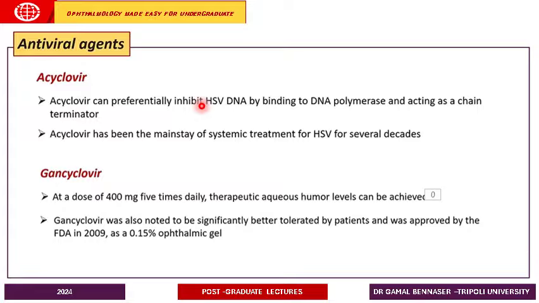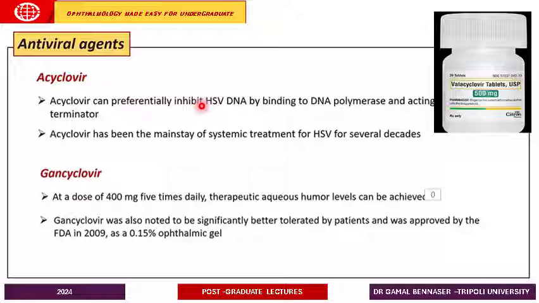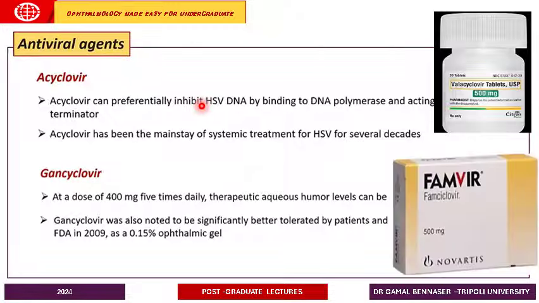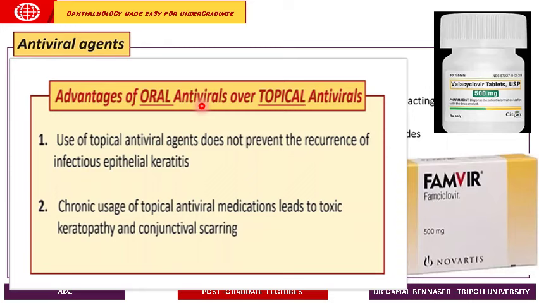Now, ganciclovir has a very good concentration inside the aqueous and inside the cornea, and it's tolerated well by the patients, and it is used as an ophthalmic gel. Now, there are other commonly used newer drugs, which are valciclovir and famciclovir. Valciclovir was FDA approved in 1995, and famciclovir in 2006, and they have very good bioavailability, up to 50%, and the dosing is also good. You can use them once or twice per day as compared to aciclovir.